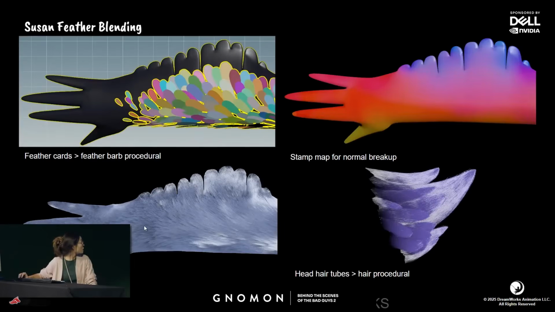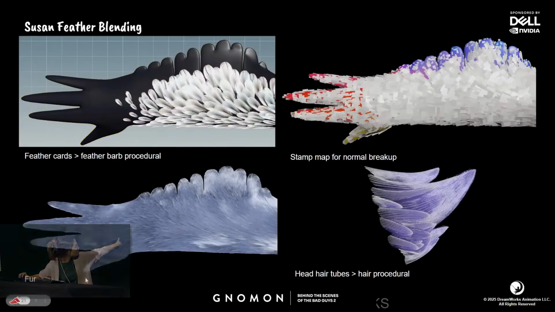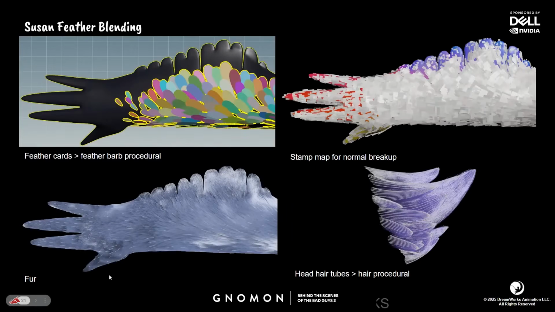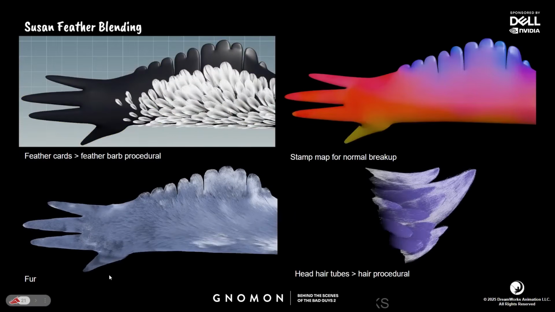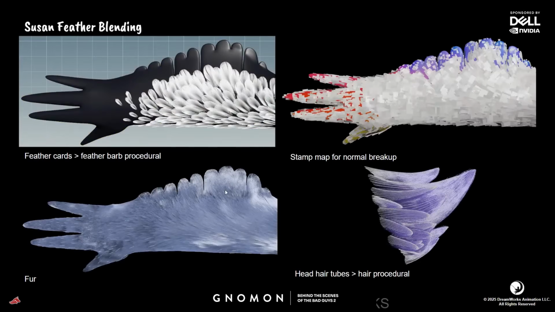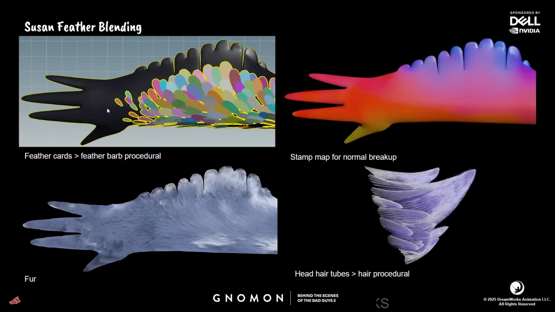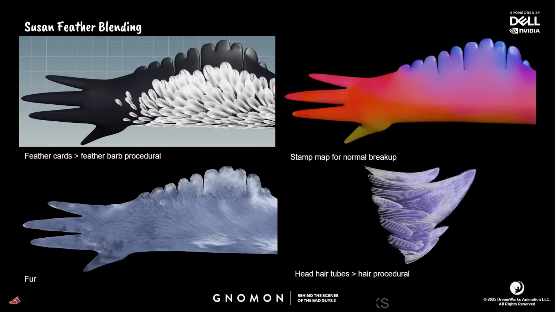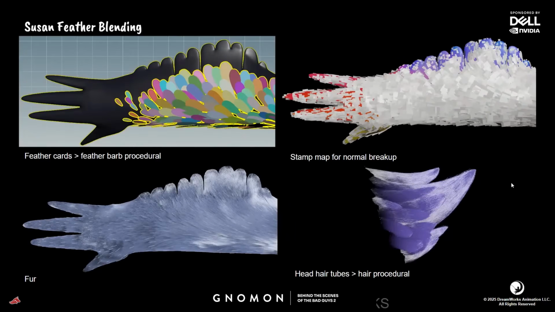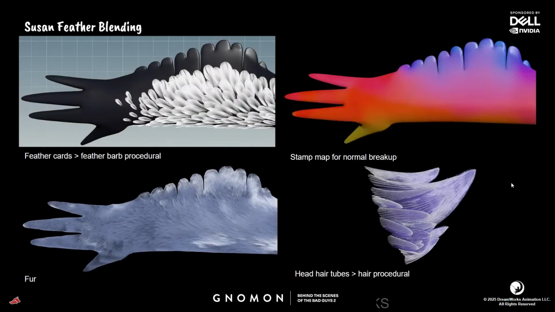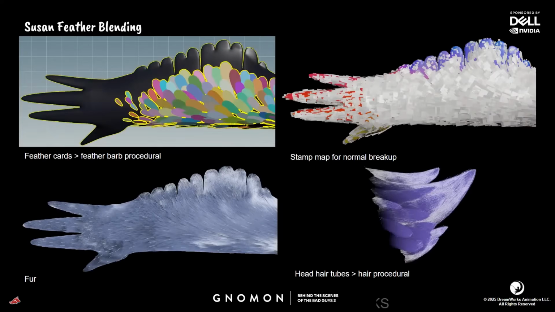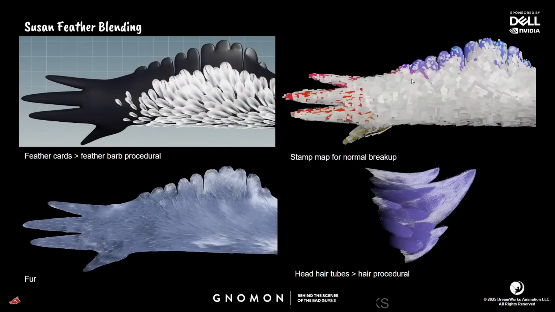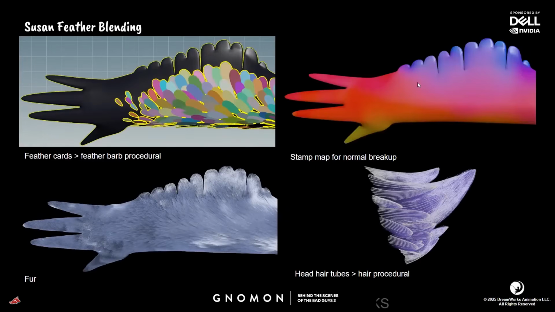On the bottom left side, there's a patch of fur all over her face and all over her wings and body. This is the element that blends between the skin, the CFX feathers, the head hair, and everything else. It also helps her look a bit more brushstroky and ties her into the other characters as well. Okay, the last step is what we call the stamp map.